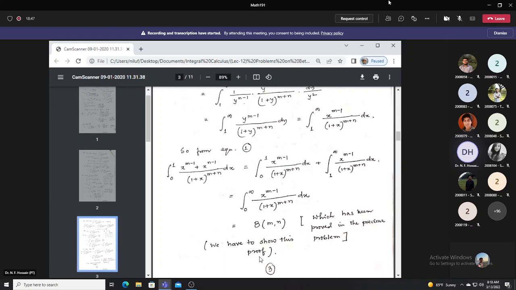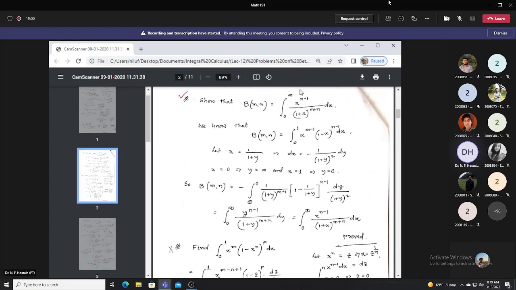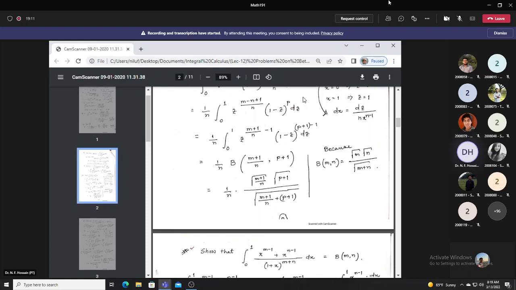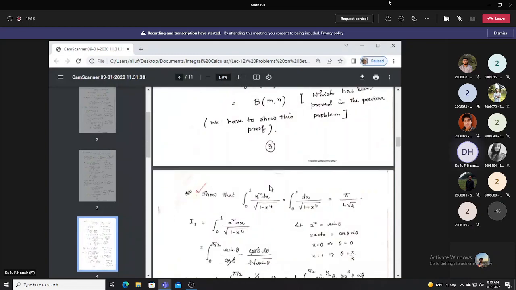So one thing: to show that this is equal to beta mn, you have to do the parts that are done here. You must include this part, that this integral equals beta mn, okay? You have to show this proof that beta mn equals this. Must include it here. We have to show this proof. Yes, this proof. Okay, next.